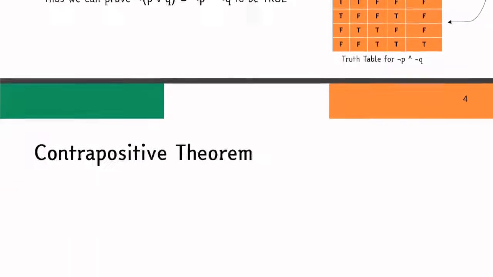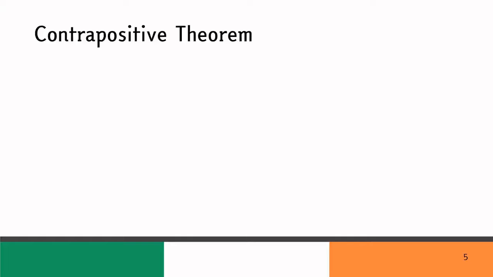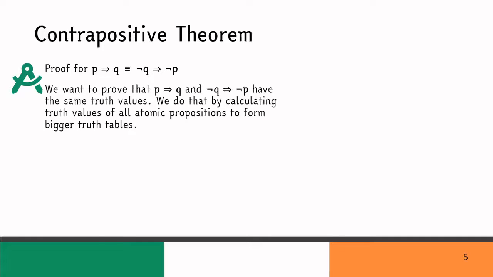We briefly discussed contrapositive propositions at the end of the last lecture. Now we will see the proof behind it. Let us consider two propositions P and Q. The contrapositive of the conditional statement is formed by negating both terms and reversing the direction of inference. In order to prove the expression P implies Q equals negation of Q implies negation of P, we plot the truth tables for both sides of the equality operator.